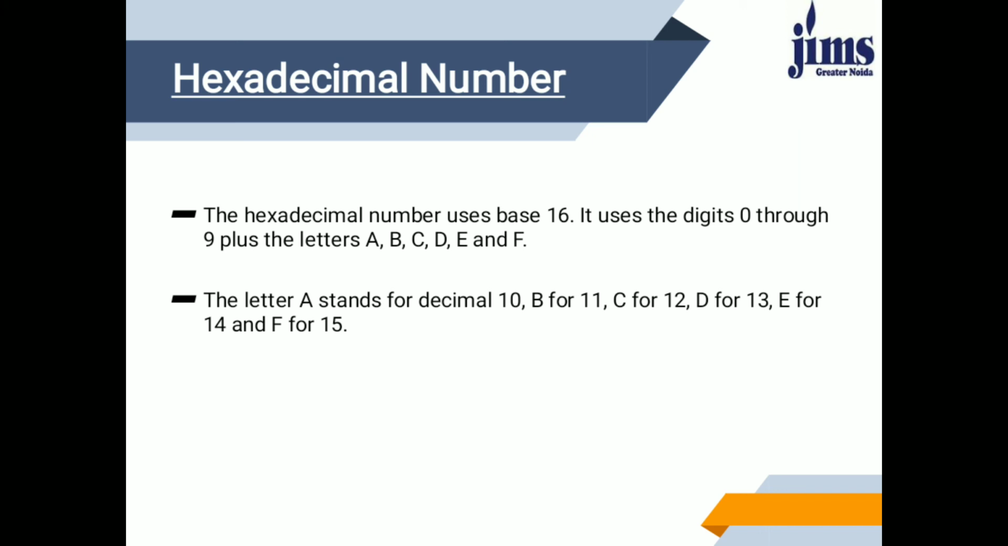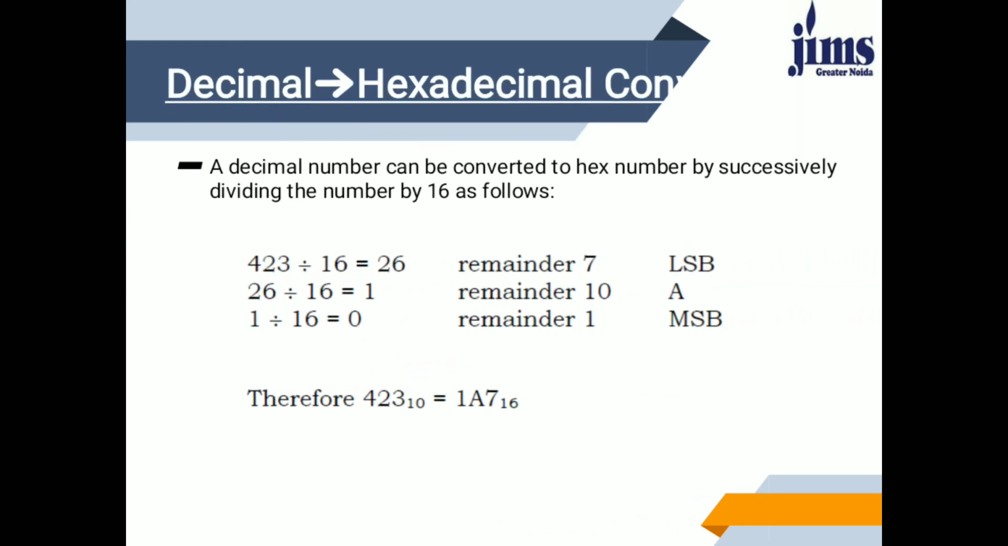So to convert a decimal number into hexadecimal, we need to follow again the same step. We divide with 16. So here is an example, 423 is your example, which is divided by 16. We got an answer of 26, which is a quotient, remainder is 7. Now this 26 will be considered again and divided by 16, and so on.